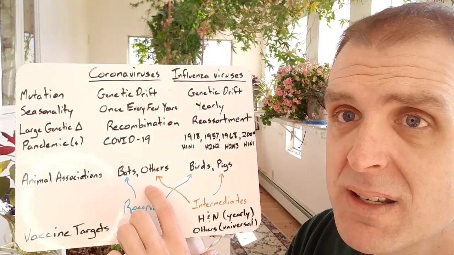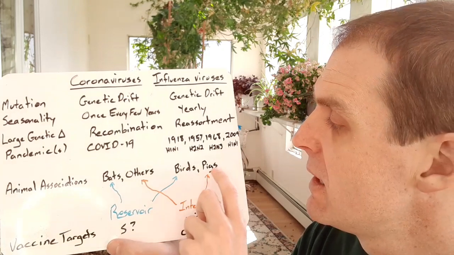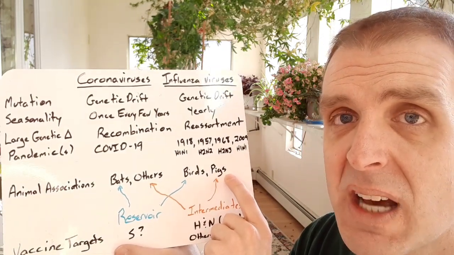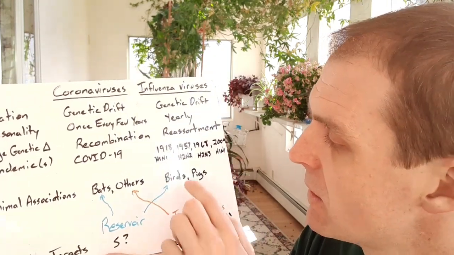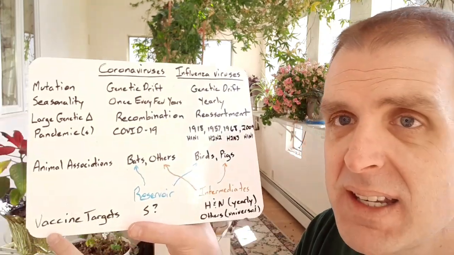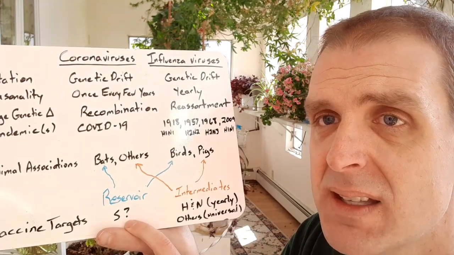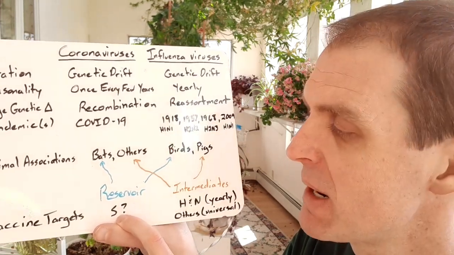In coronaviruses, there's lots of examples. The original SARS was a civet, and then in influenza, it's often thought that pigs are kind of the mixing vessel, as your step from birds to pigs. Vaccine targets. Right now there's a lot of talk about making some vaccines against the S protein, the spike protein.